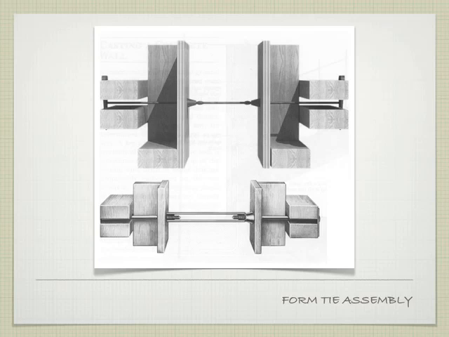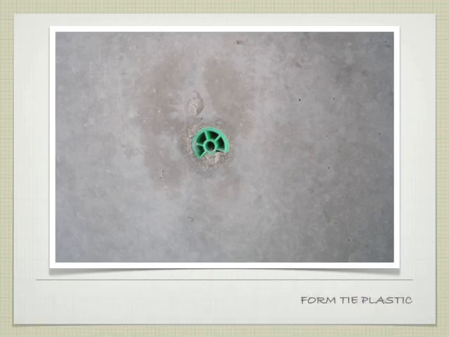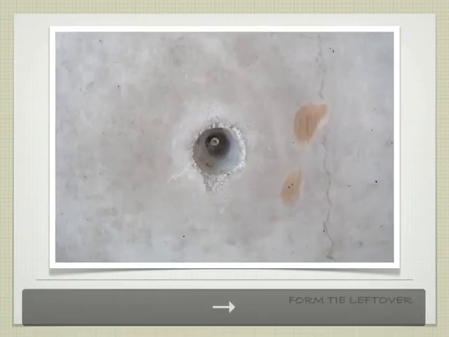This bottom one is just a different type of form tie. It's virtually the same thing, same concept. These are the most common ones in practice. So you end up with something like this that's left behind in the concrete after you've snapped the end of the form tie off. Obviously, you can't remove this middle section from the concrete. It stays in the concrete.